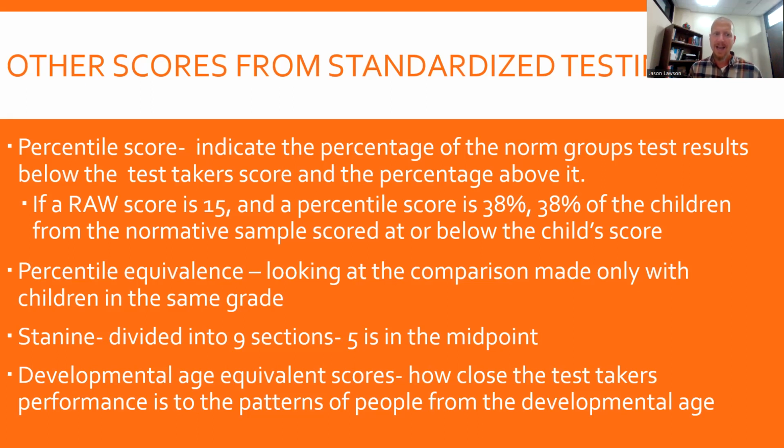And so with a stanine, you divide that into 9 sections. Section number 5 is that midpoint. So essentially it's kind of like the mean, if you will. A lot of assessments in education, I've seen them convert to stanines. You'll also have probably age equivalent scores. And so this might be how close the test taker's performance is to patterns from people of a particular age.